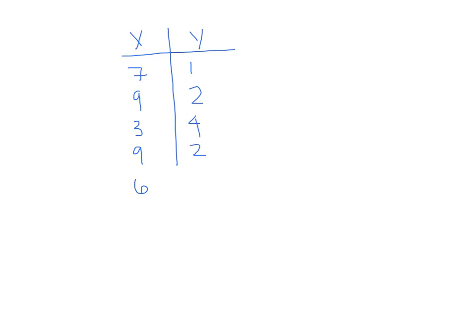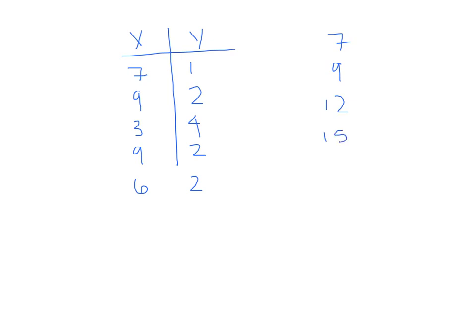All right, let's say we have something like this. We have a table and it says, let's make two actually. We have x and y here, and then we're going to make something called a mapping diagram. In this table, I'm going to have 7, 9, 3, 9, 6. And over here, I'm going to have 1, 2, 4, 2, 2. Let's do another example over here. Let's say we had 7, 9, 12, 15.